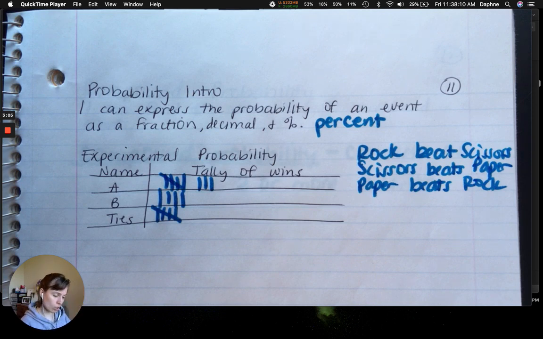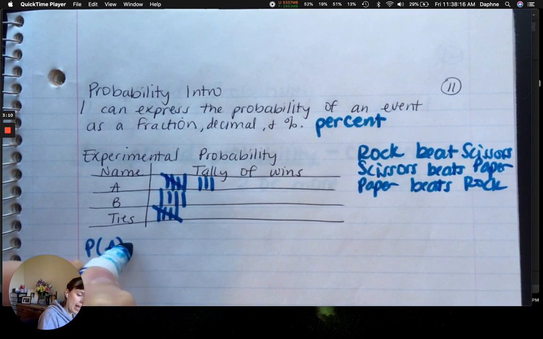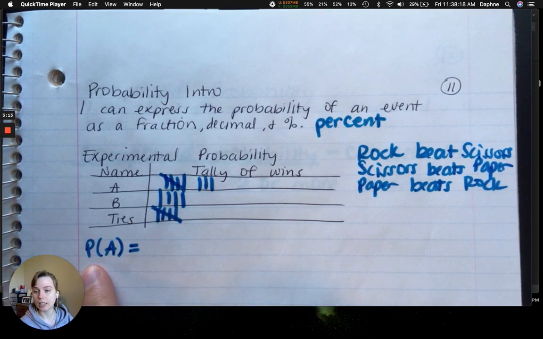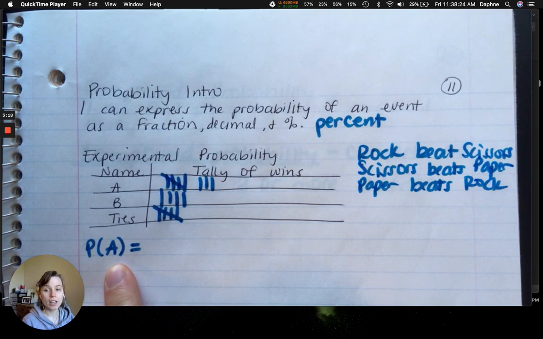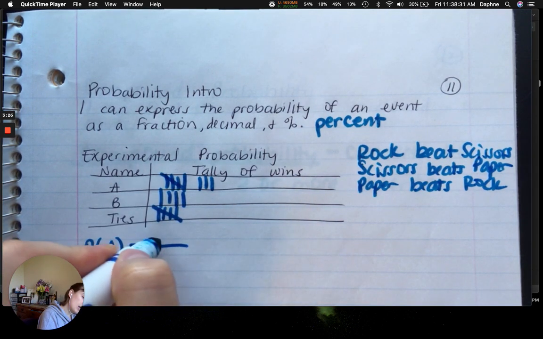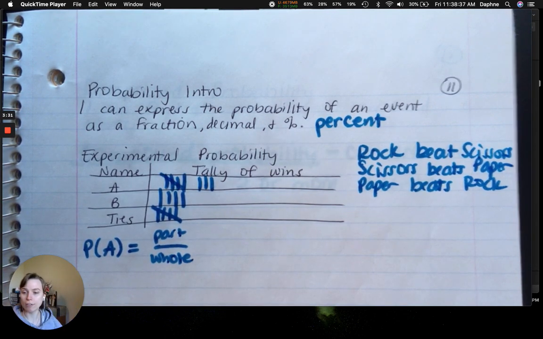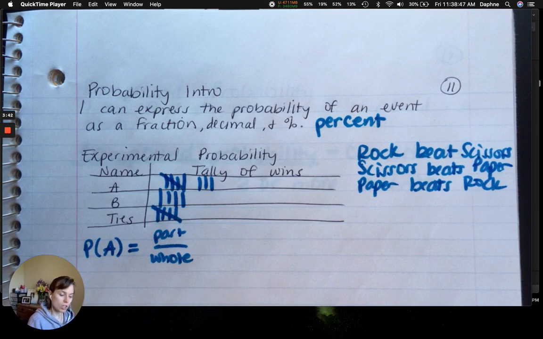Okay. So we are going to find the probability that player A wins. This P stands for probability, and A stands for player A. So this is the probability that player A won a game. So I need to find a part out of a whole. We're always going to start probability as a fraction, and from there we'll move to the decimal and the percent. So part out of the whole.